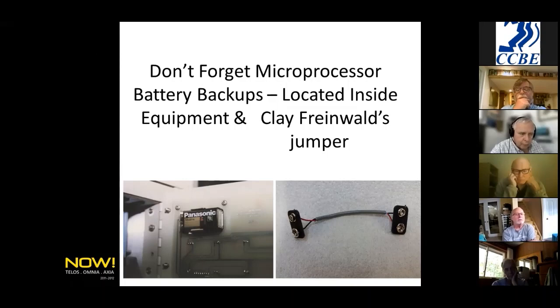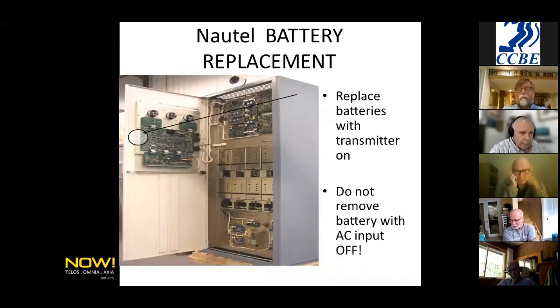It's not going to happen on the printed circuit board. So, a cheap, easy little way to solve a very, very good problem that everybody will have. Nautel has batteries in their transmitters as well. You want to, in this case, replace the batteries with the transmitter on. You don't want to remove a battery with the AC power off, because if you do, there's nothing to power the microprocessor. And the same thing with the BE transmitter. All of your readings and settings that you have in memory will be lost.